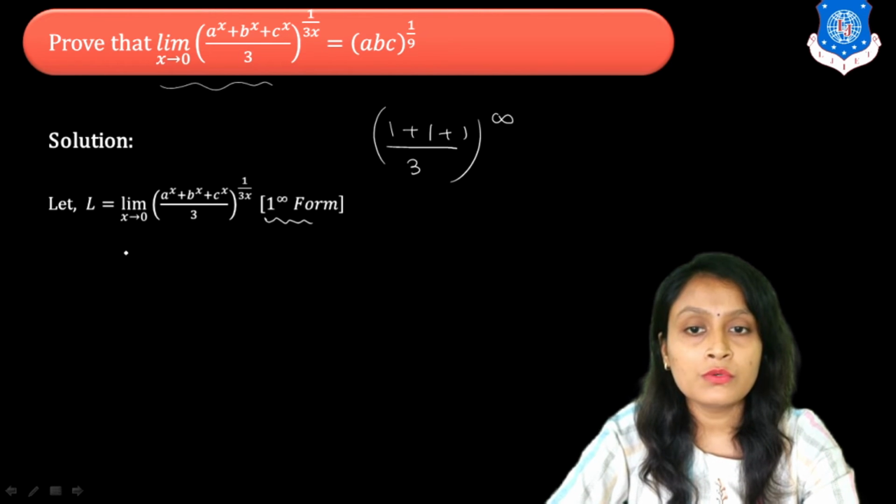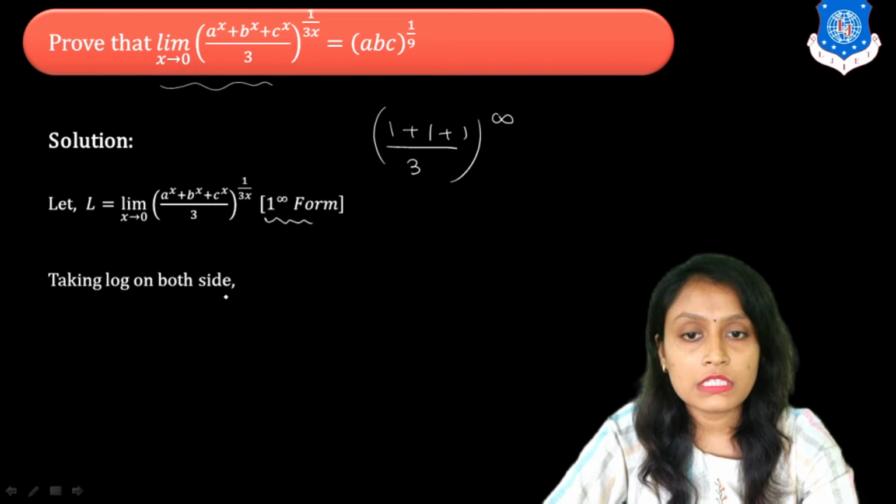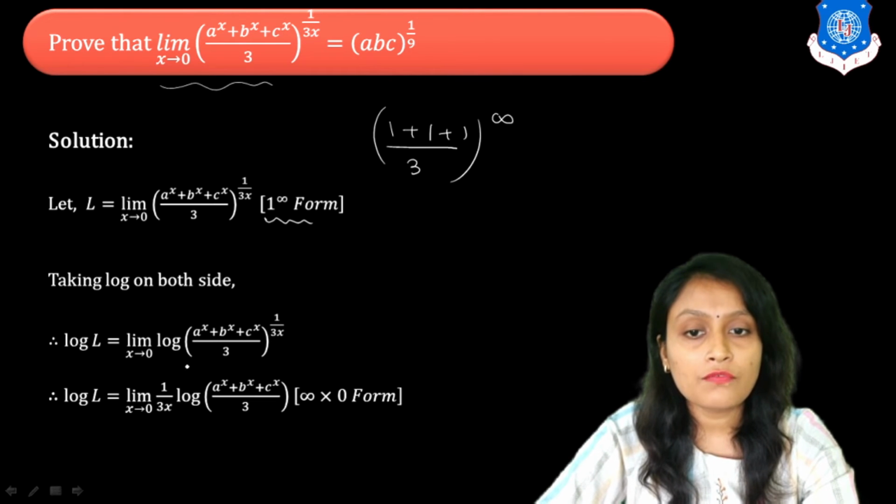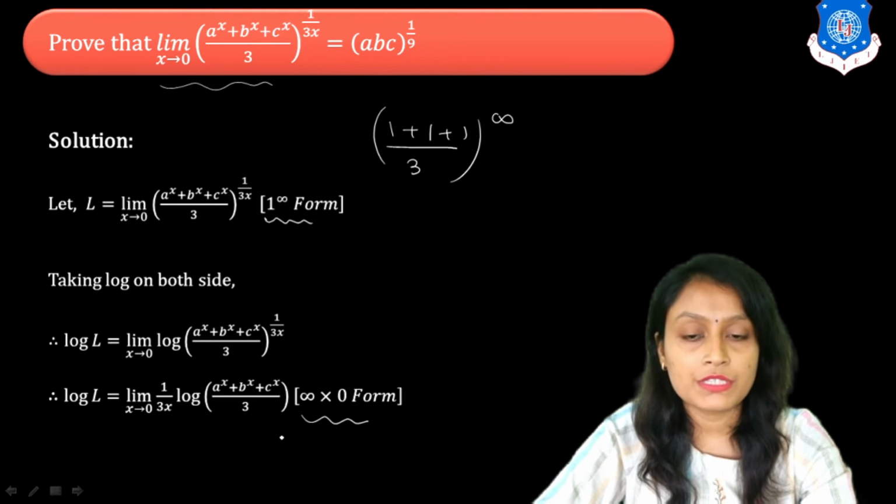So we will take log on both sides. You will get log L equals limit x tends to 0 of log of this term. Now we will apply the log formula, bringing 1 upon 3x here. So you will get log L equals limit x tends to 0 of 1 upon 3x into log of (a raised to x plus b raised to x plus c raised to x) upon 3. Now this will give the form infinity into 0.